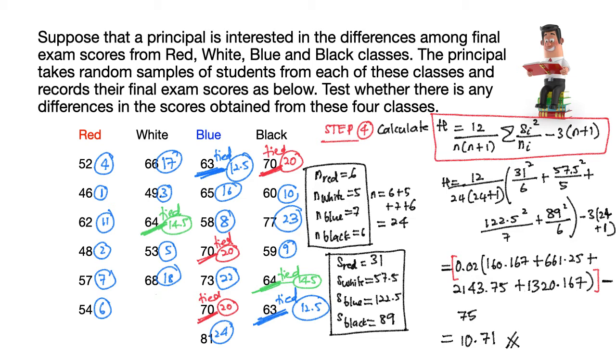But before that, please take note that we also have to find the total number of the data, which is n. And n is obtained by adding all the number of the samples that are 6, 5, 7, and 6. And the total is 24. So we plug the 24 into the formula under the symbol of n. And the rest for SI and NI represent the values for each of the samples. So the final value of H is 10.71.